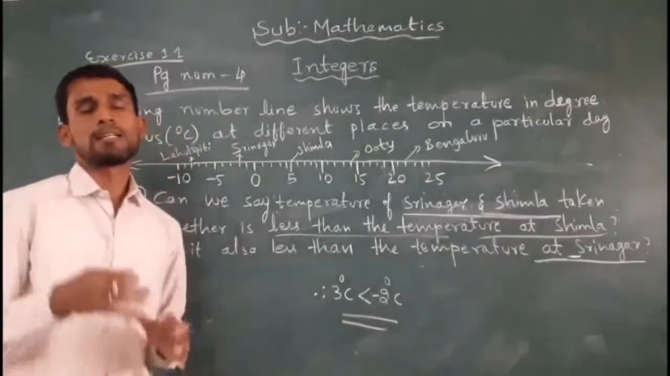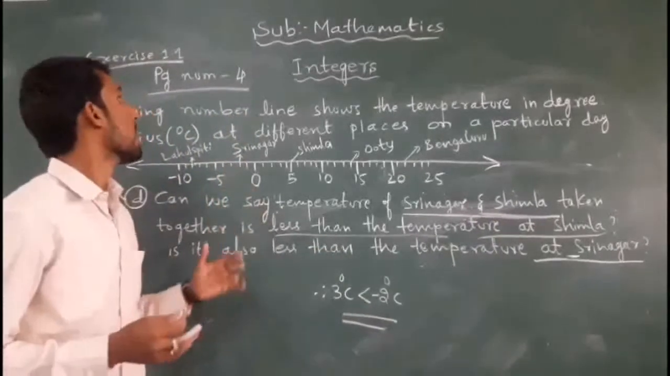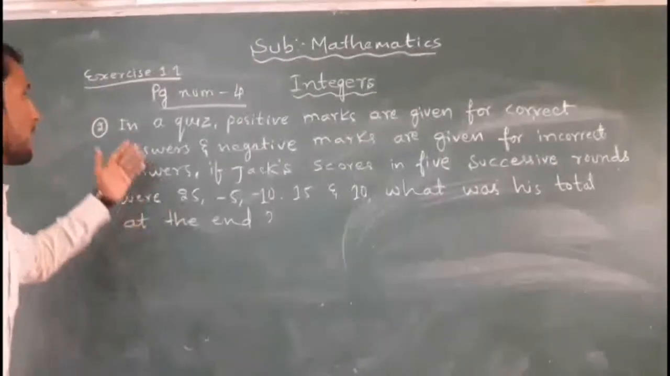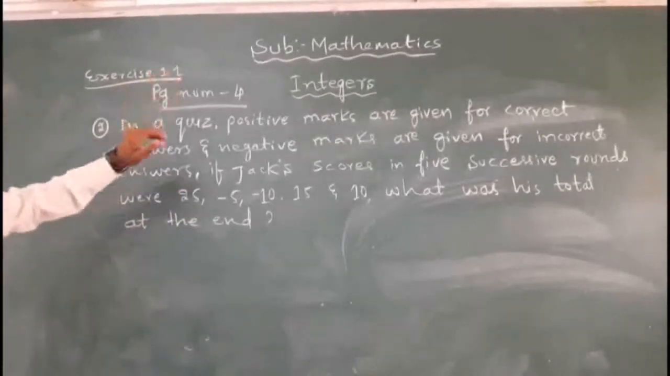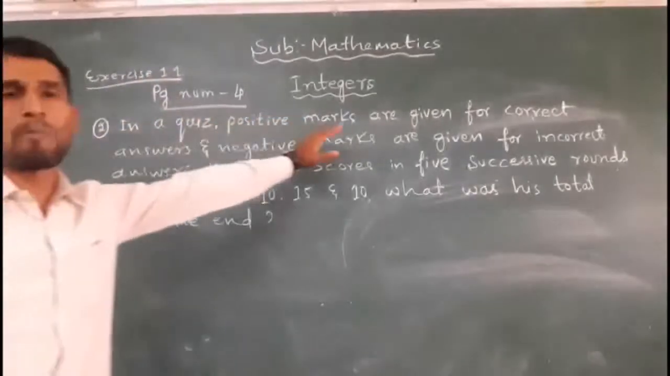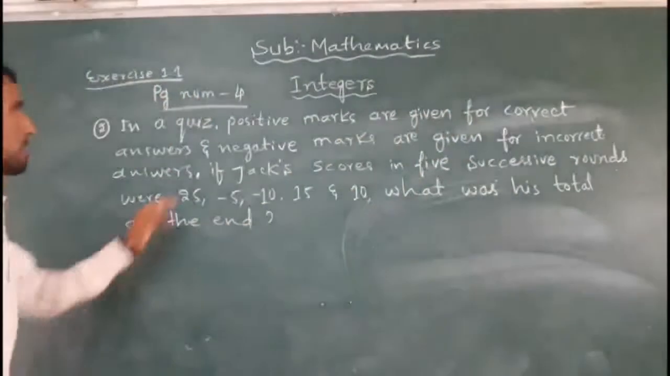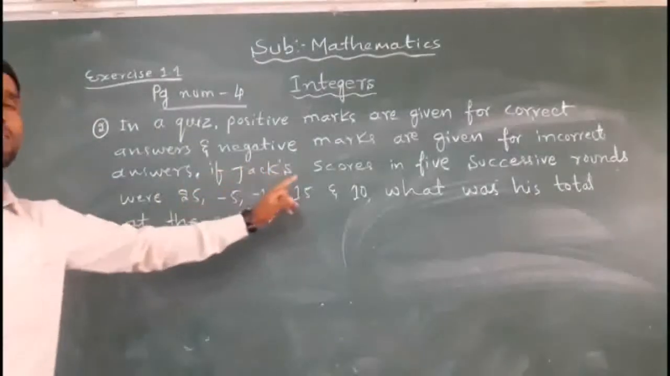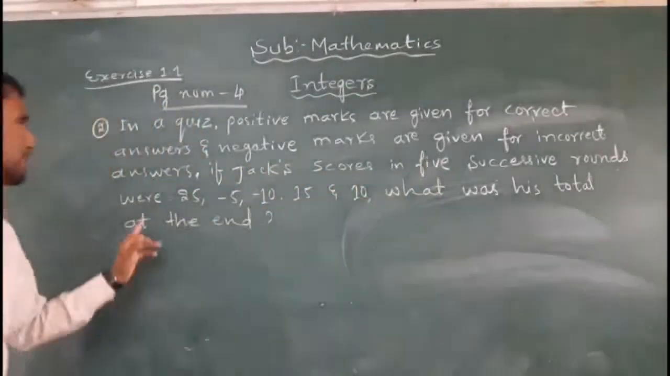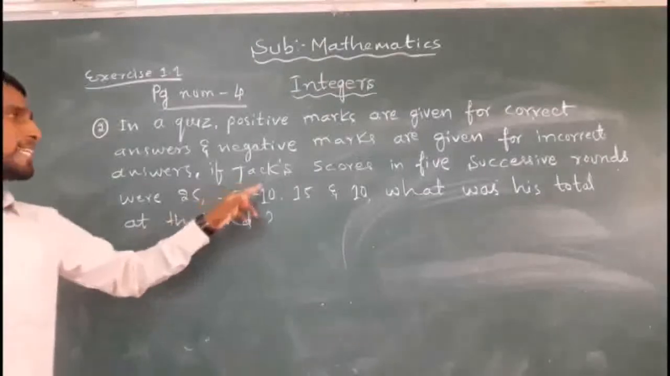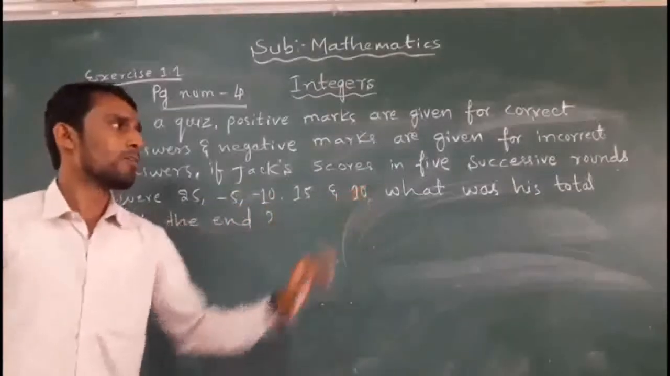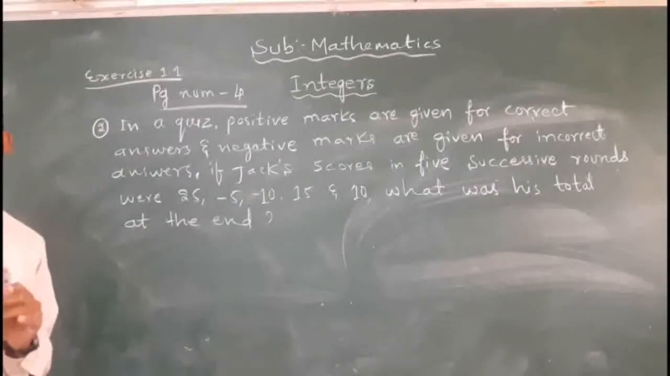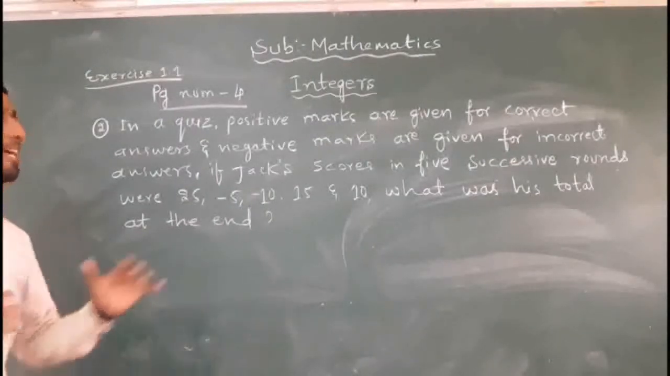I am taking the second question in this exercise 1.1. Okay, next question in exercise 1.2. See here, in the quiz competition, positive marks are given for correct answers and negative marks are given for incorrect answers. If Jobs' scores in 5 successive rounds were 25, minus 5, minus 10, 15 and 10, what is the total at the end of the quiz competition? We have to find out the total score of Jobs.